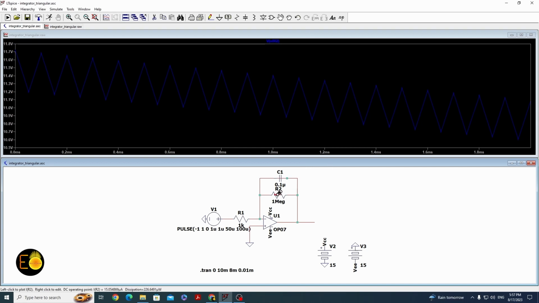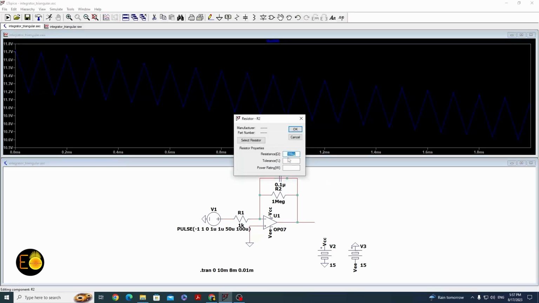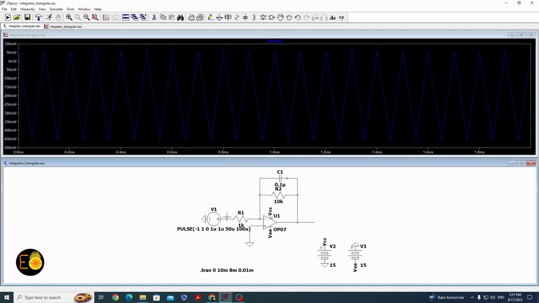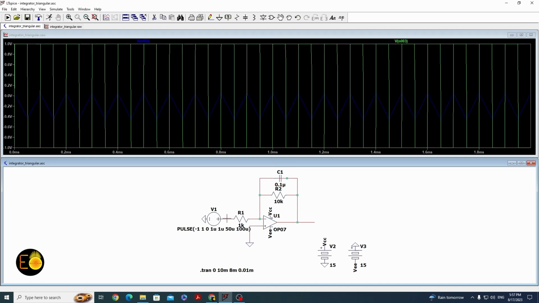So for simulation purposes, if I reduce the value of the resistor to 10k, I think it will be enough for our purpose. Look, as you can see, it reached the steady state, and if I compare with the input voltage, you can see the steady state is reached. But one problem I can still find is that the input swings from -1 to +1, but the output does not swing around 0, rather it swings from 0 to -0.4.